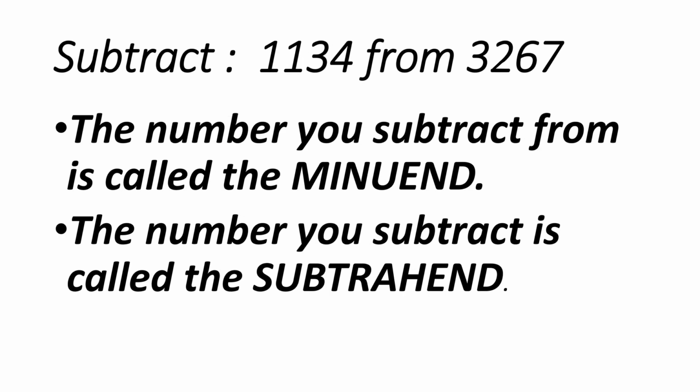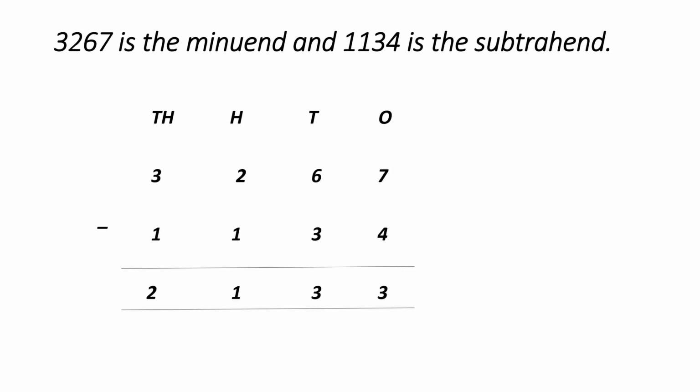We have to subtract 1134 from 3267. The number you subtract from is called the minuend, and the number that is being subtracted from the minuend is known as the subtrahend. So here in this example, 3267 is the minuend and 1134 is the subtrahend. Now let's start with the subtraction.